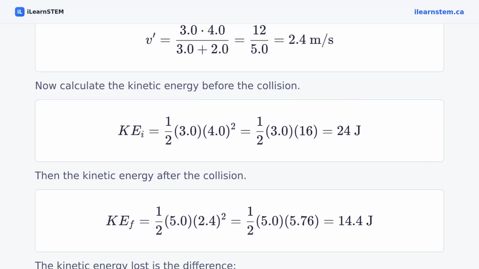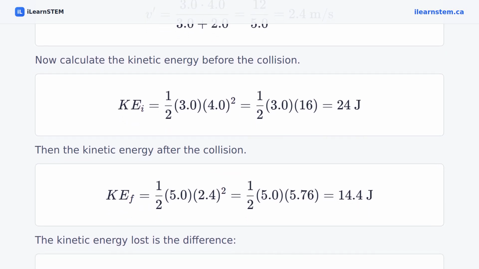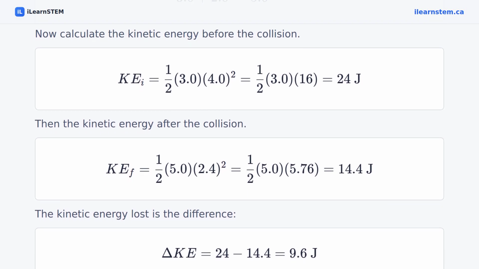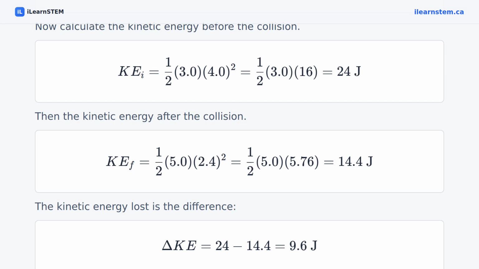The kinetic energy lost is the difference. Delta KE equals 24 minus 14.4, which is 9.6 joules. In a perfectly inelastic collision, momentum is conserved, but kinetic energy is not. The lost energy is converted to other forms like heat or sound.